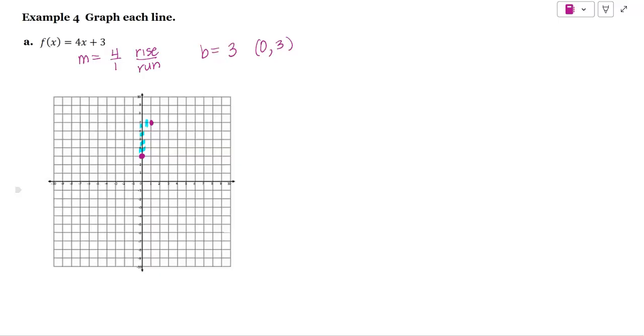I'm going to go backwards to get a third point. I'm going to go down 4 and to the left 1. So I'll get another point over here. And then what we'll do is we'll connect those 3 points. And that's our line.